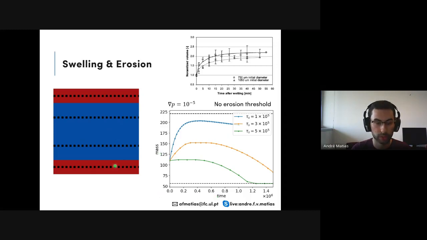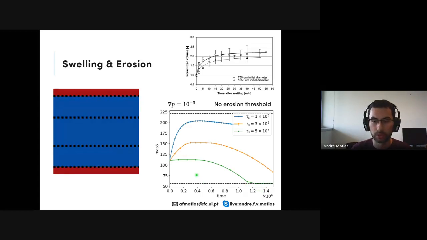In this image, the amount of red as a function of time. And we see that in the beginning, we have an increase in mass due to the absorption of water. And eventually, the swelling will stabilize enough such that the erosion now is the relevant phenomenon. And so the mass will decrease exponentially fast until we reach the minimum mass allowed.